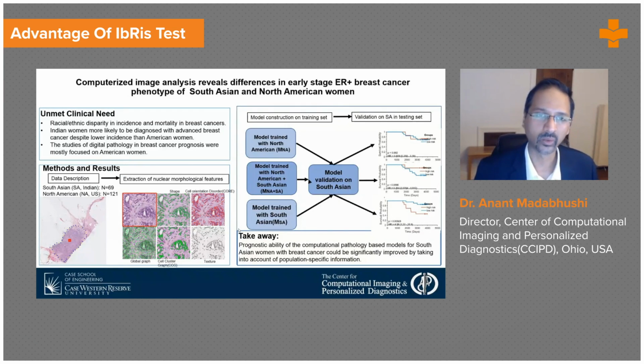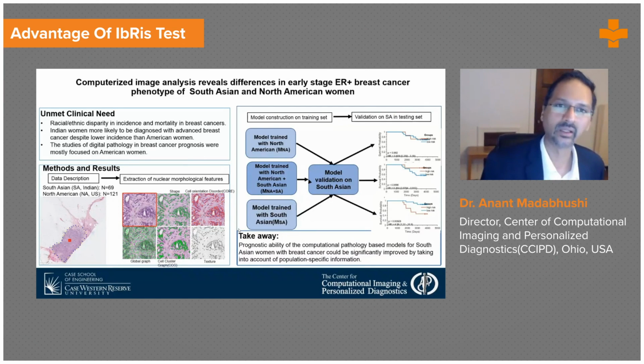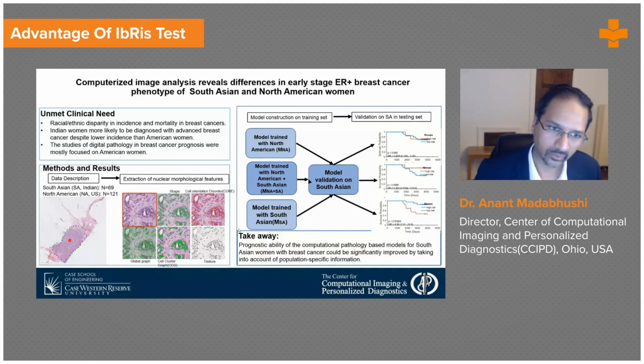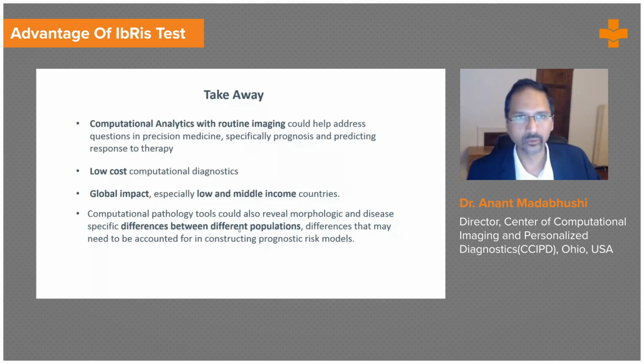In fact, in work that we presented just a few weeks ago at the San Antonio Breast Cancer meeting, we showed there were differences in breast cancer appearance in the phenotype of South Asian women as well as North American women, and demonstrated that you needed to create AI-specific models that were particularly geared towards the breast cancer phenotype for South Asian women, and a standard model that didn't account for these differences would not work uniformly across different populations. So with that, let me conclude.